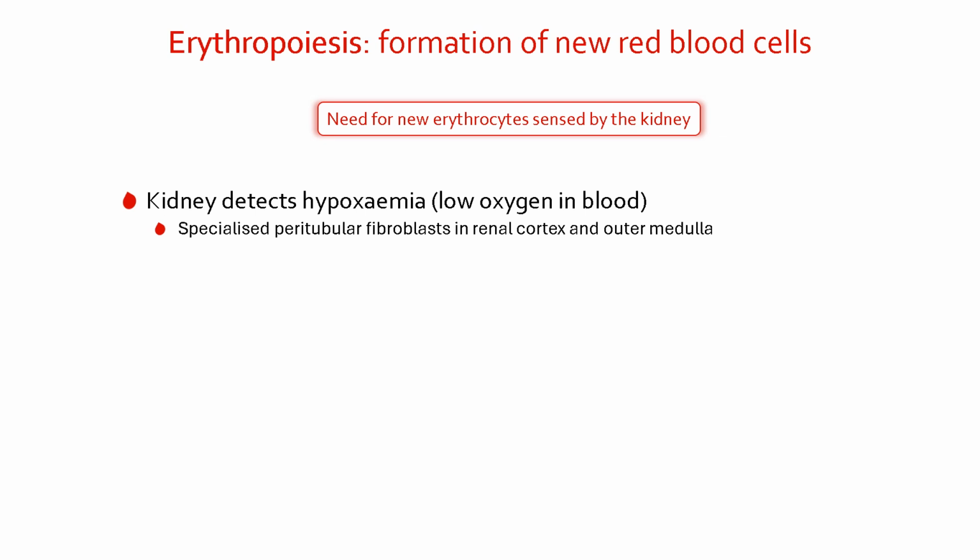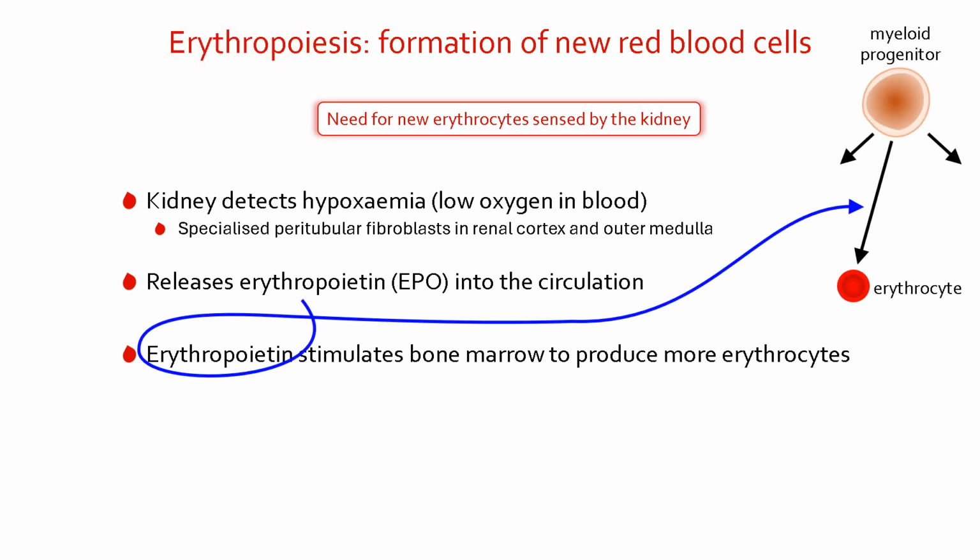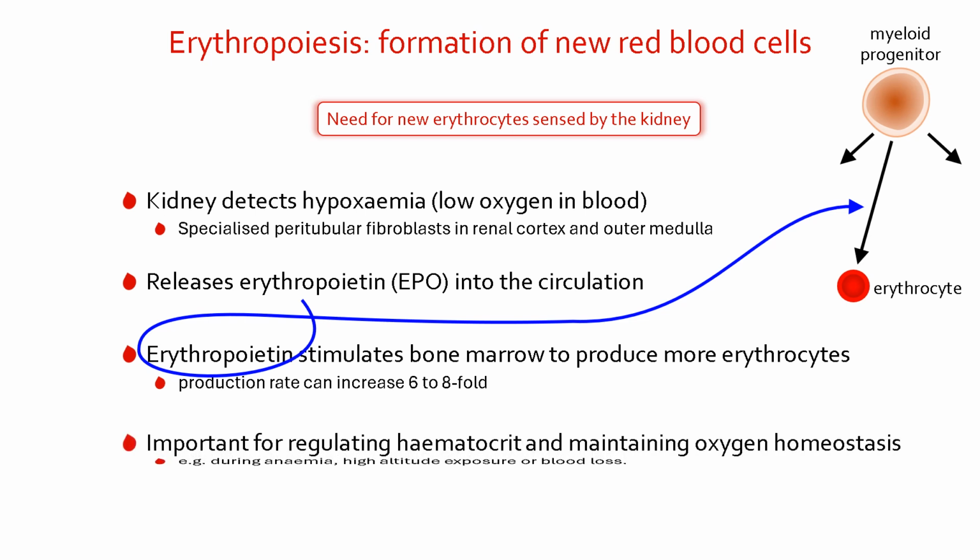When oxygen is low, these cells release the hormone erythropoietin into the circulation. It acts in the bone marrow to stimulate the production of new red blood cells, known as erythropoiesis. It acts on the erythropoietin receptors on the surface of erythroid progenitor cells, which are in the pathway of myeloid cell differentiation into erythrocytes. The production of red blood cells can increase 6 to 8-fold when stimulated. This regulation is important for maintaining a healthy hematocrit and appropriate levels of oxygen in the blood and tissues.